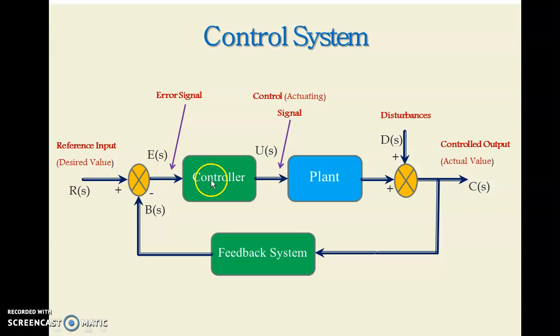A reference input is given to the controller and it sends an actuating signal to the plant and we get the controlled output. Due to some disturbances or any other means, if we don't get the desired controlled output, it is given back to the system using a feedback system. The feedback output is compared with the reference input, and depending upon that, a further control action is generated, and hence the system works according to our desire.